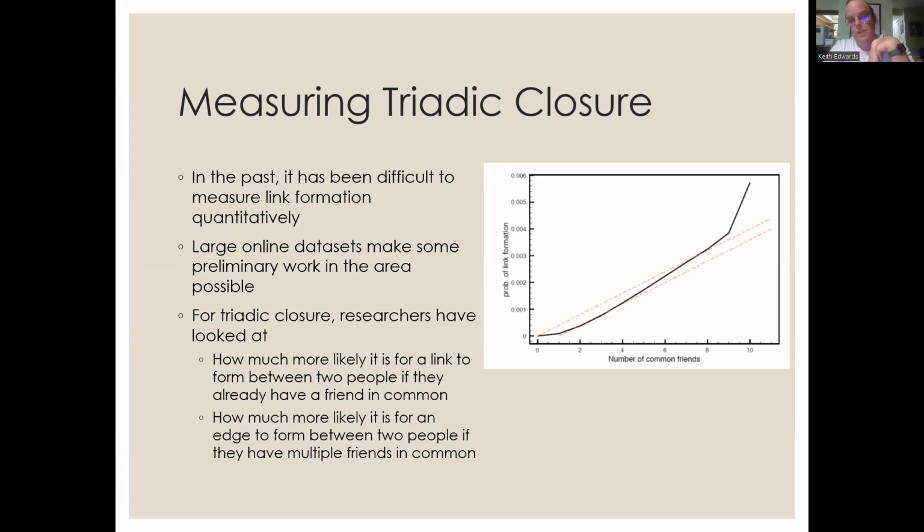And this one was taken from an email study that was done at a university. And you can see as there are a number of common friends, the likelihood of a link formation goes up. The black line there is the actual, and the red lines are mathematical models of what they expected the formation of friendship links or triadic closure to actually be based upon probabilistic models.